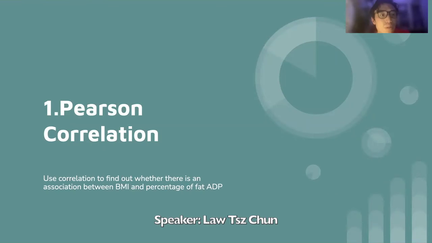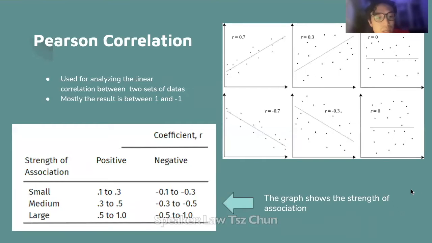Okay, we will use the Pearson correlation to find out whether there is an association between BMI and the percentage of fat. Next page, please. So what is the Pearson correlation? It is used for analyzing the linear correlation between two sets of data. The results and outcome mostly are between 1 and -1. The left-hand side graph shows the strength of the association.